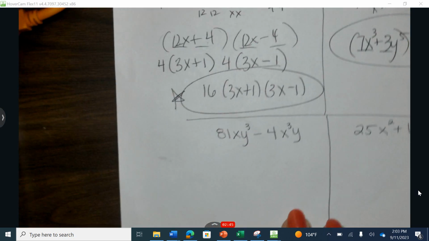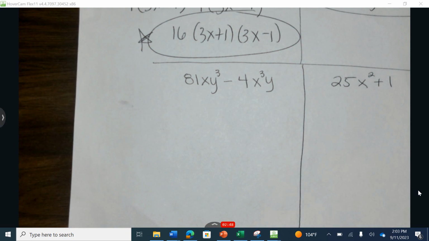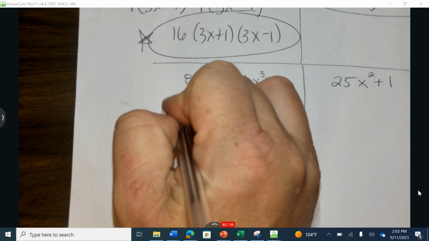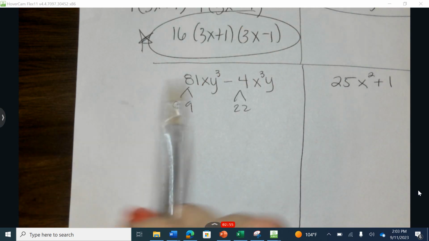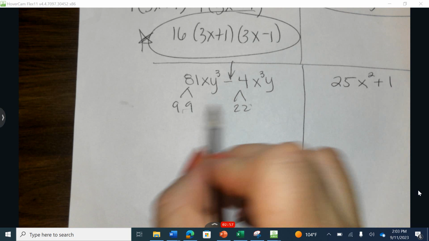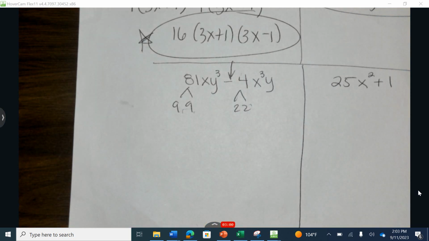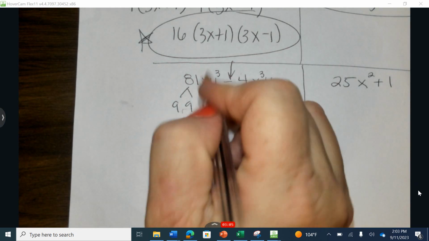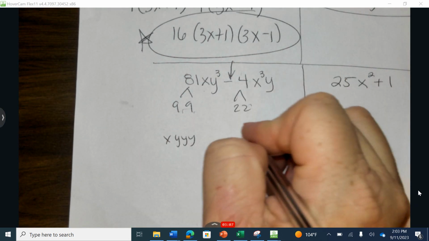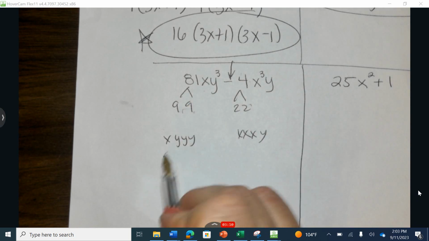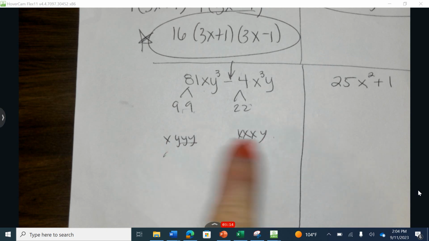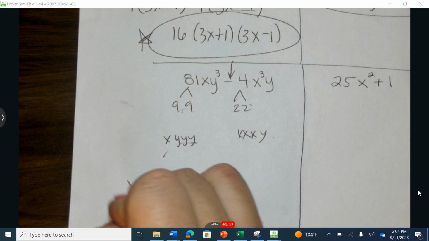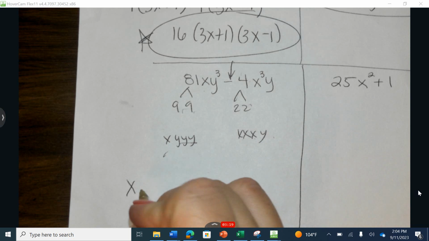2 more problems for this quick video. 81 and 4. 81 breaks into 9 and 9, 4 breaks into 2 and 2. Now this is where it gets a little tricky. So I've got the perfect squares and I have subtraction, but now I go back and I'm like, oh, both the front and the back contain x's, and they both contain y's. For those that may like to write them out, there would be 1 x and 3 y's in front, and 3 x's and 1 y in back. Now what's the most I can take out of both of these? I can take out at least 1 x, and I can take out at least 1 y.